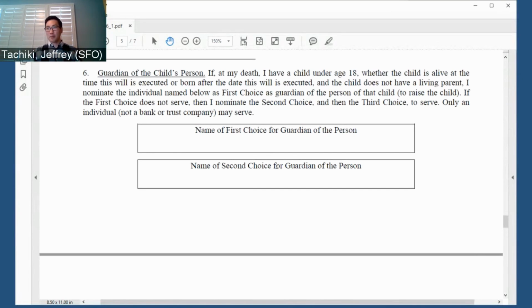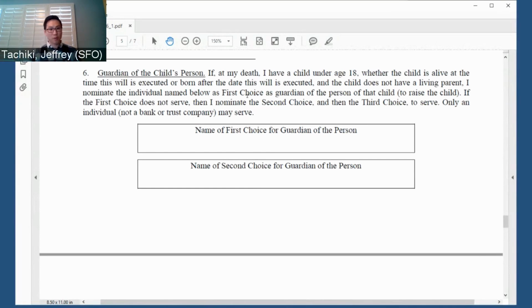All right. So going through these boxes, when you name your first choice for guardian of the person, my preference is to name the spouse as that person, even though the instructions say, if at my death I have a child under 18, whether that child is alive at the time this will is executed or born after the date this will is executed, and the child does not have a living parent, I nominate the individual below as guardian of the person of that child. I still like to name the parent just so that there's no confusion about who should actually be doing this. I don't want a court coming back to say, well, is there something wrong with this parent?